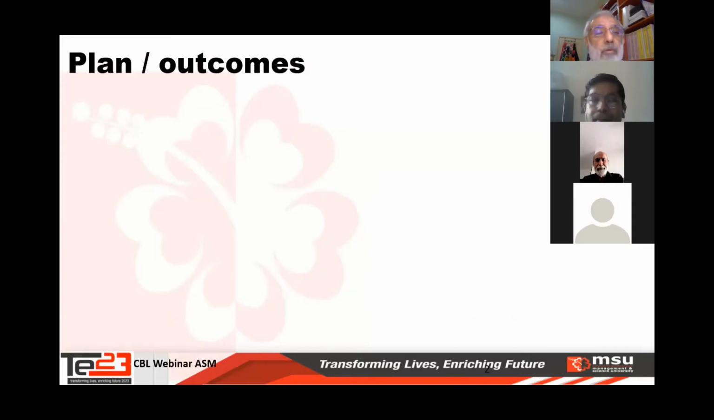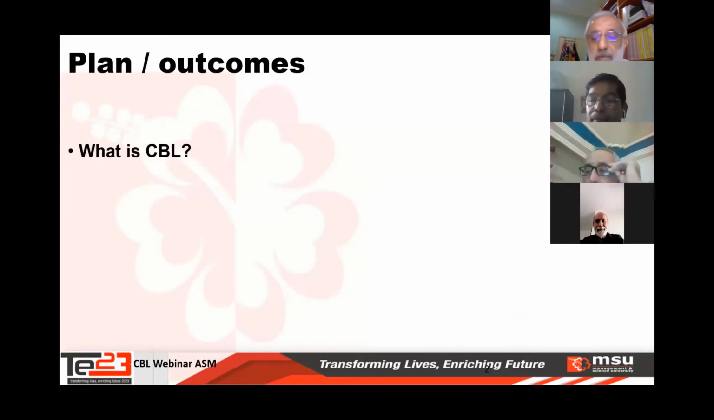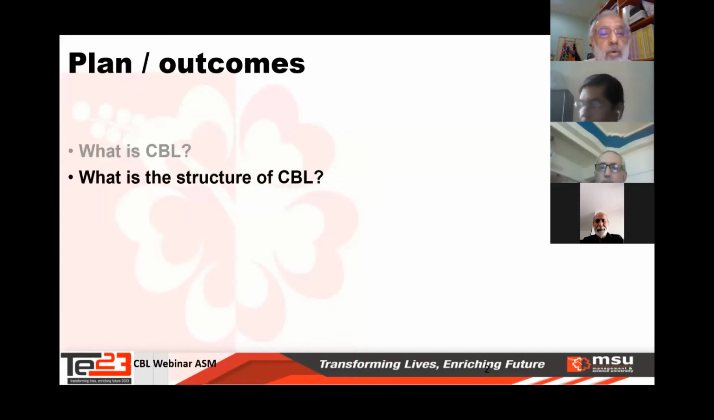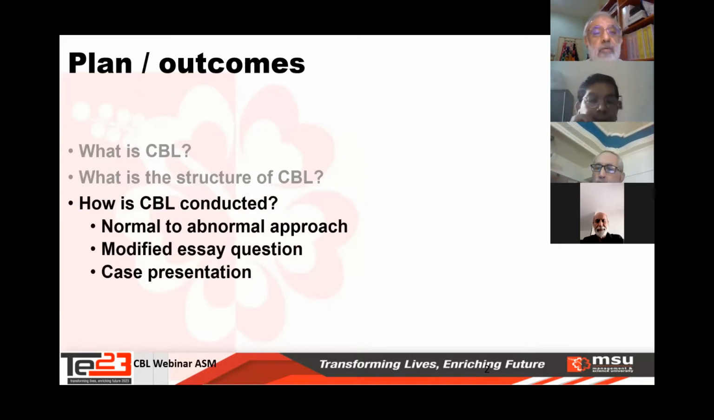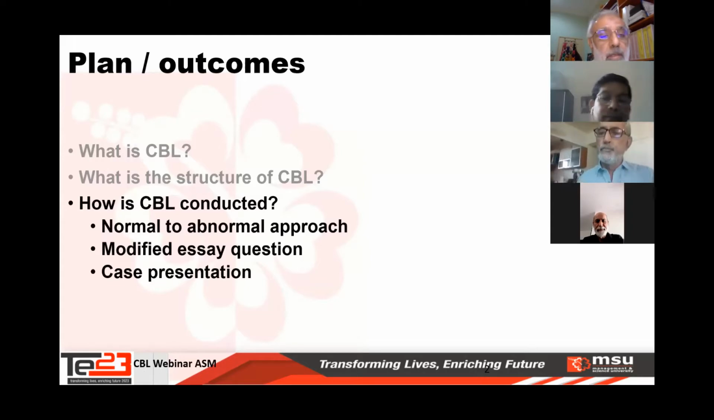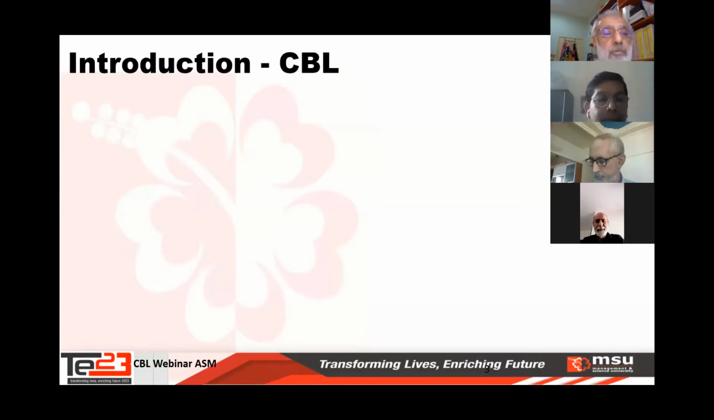Now, what we are going to do in this session is that we will define what is CBL, what is its structure, and how it is conducted. So these are our three learning outcomes for this session. And when we are describing how to conduct, we will be going through three different methods: normal to abnormal approach, modified essay question, and case presentation. So first, introduction to CBL.